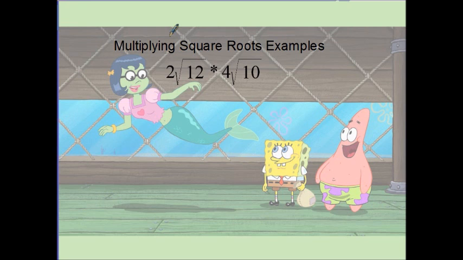Okay, so for me, what I'm going to do is multiply those outside numbers. So I end up with an 8. Multiply those inside numbers, and I end up with 120. Next thing that I'm going to want to do is look for the biggest perfect square number that divides into and gives me 120. So I'm going to start with 100.